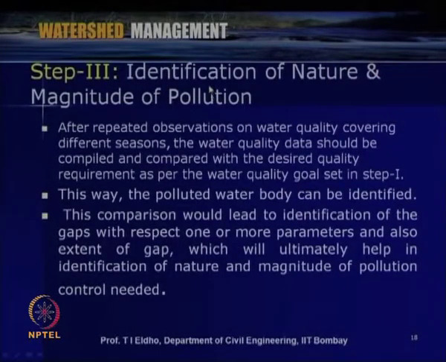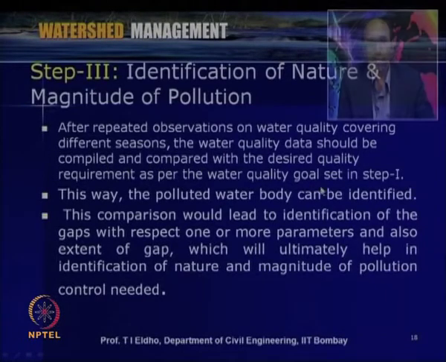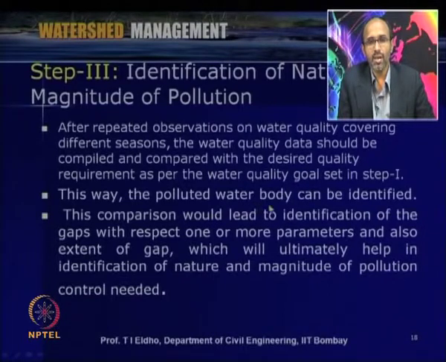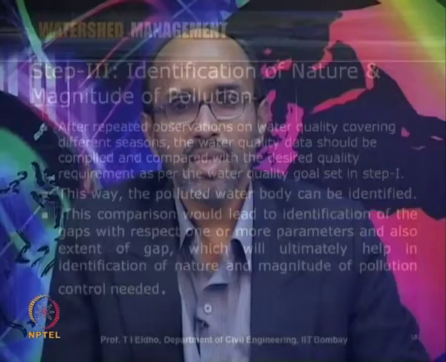Now step number 3 is identification of nature and magnitude of pollution. So here, after repeated observations of water quality covering different seasons, the water quality data should be compiled and compared with the desired quality requirement as per the water quality goals set in step number 1. So here we have to do the testing and then see whether water quality criteria are met. This way the polluted water body can be easily identified, so where is the particular location, surface water or groundwater, where it is polluted. Then this comparison would lead to identification of the gaps with respect to one or more parameters, and also the extent of the gap, which will ultimately help in identification of nature and magnitude of pollution control needed. So that is step number 3.